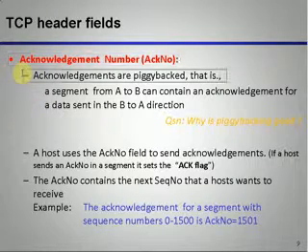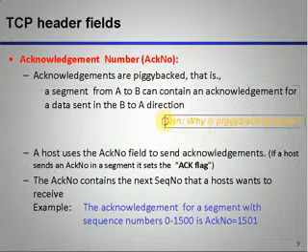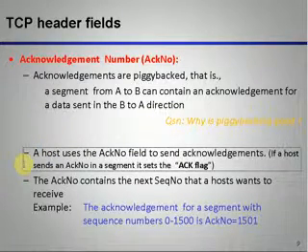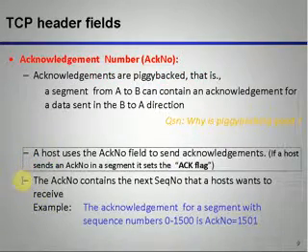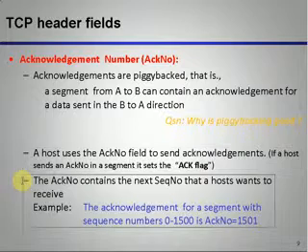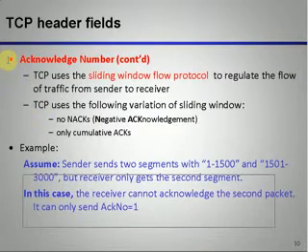Acknowledgement number, ACKNO. Acknowledgements are piggybacked, that is, a segment from A to B can contain an acknowledgement for data sent in the B to A direction. Question: why is piggybacking good? A host uses the ACKNO field to send acknowledgements. If a host sends an ACKNO in a segment, it sets the ACK flag. The ACKNO contains the next SEQNO that a host wants to receive. Example: the acknowledgement for a segment with sequence numbers 0 to 1500 is ACKNO equals 1501.